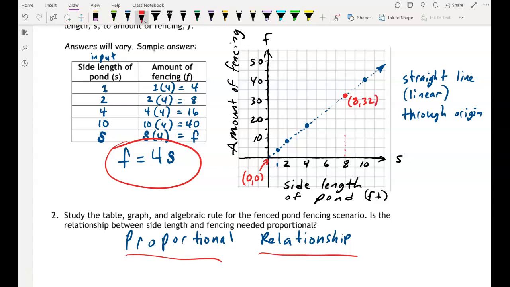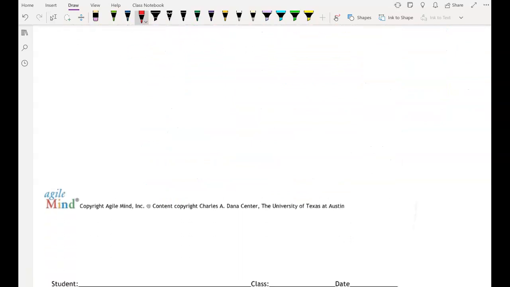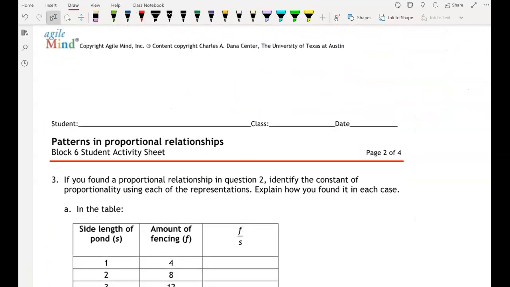Because if you go from 8 up to our line and then follow it back over here, then you know that's 32. Pretty amazing. Plus, if we did that same thing with our algebraic rule, 4 multiplied by 8 is 32. Awesome. Just awesome. All right, let's see what we need to do next here. Scrolling to the next page.